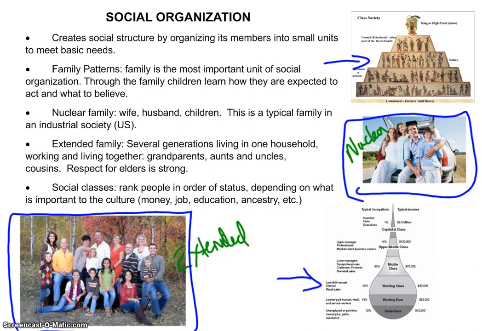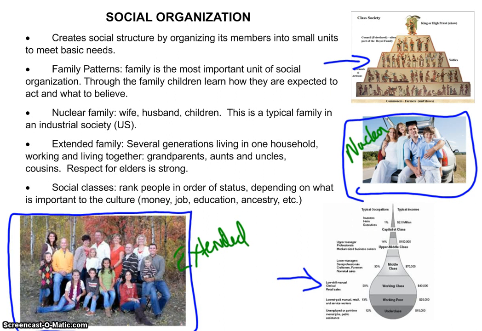And finally, there are social classes. They rank people in order of status depending on what's important in the culture. Money, job, education, ancestry. In the United States, your economic status, your job, your education, the amount of money you make is very important to class. In other parts of the world, it's your ancestry, who your parents were, who your grandparents were, that have a lot more to say about where you stand in the social ranking. And in some countries, economic ranking is not comparable to social ranking. You can be very, very wealthy, but if you're considered to be from the lower class, you stay in the lower class.